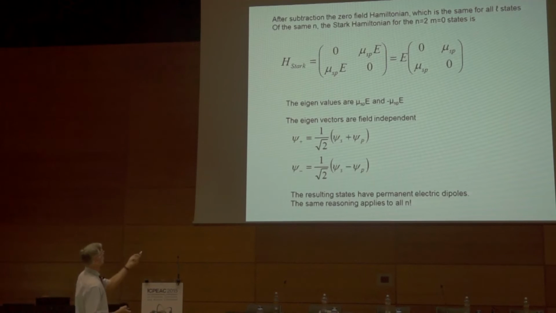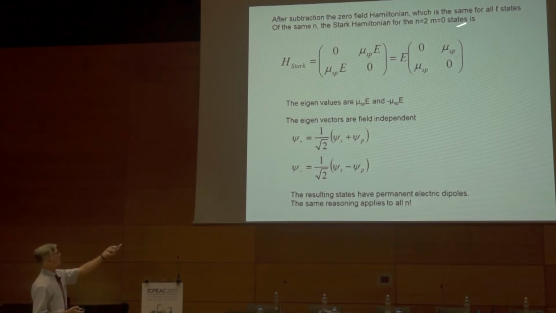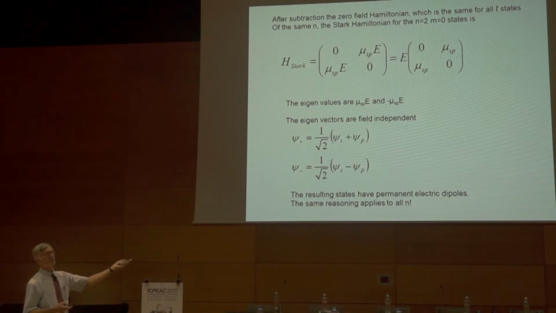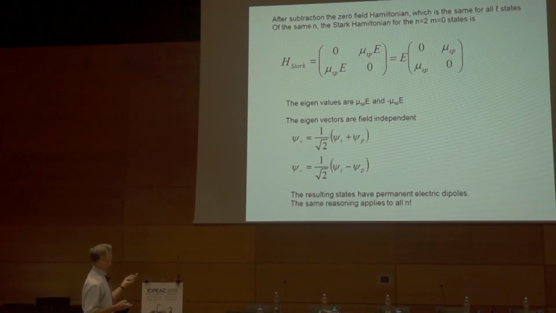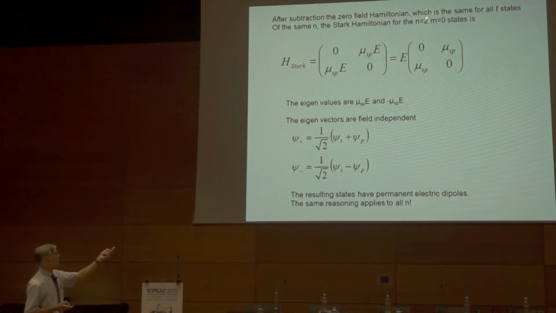Okay, so if I simply write down the zero field Hamiltonian for m equals 0 states of n equal 2, it looks basically like this. The point though is that you can pull the electric field out of this, and you get the same eigenstates no matter what the field is. So the states are field independent, and they in fact have Stark shifts which are proportional to the electric field.